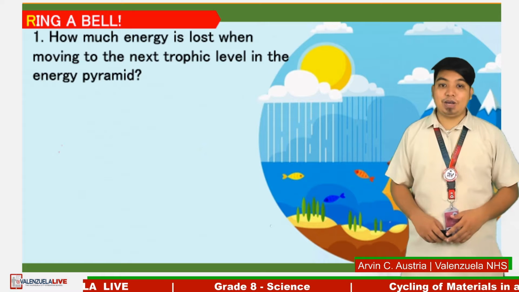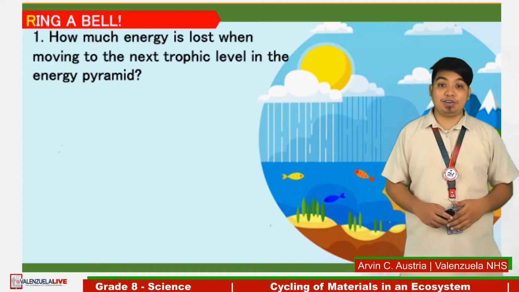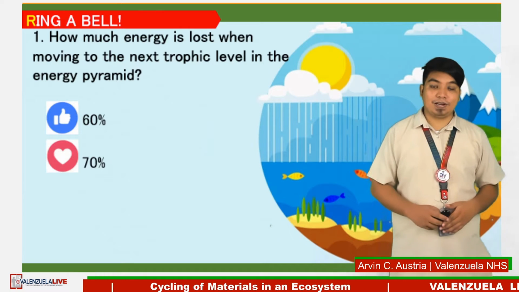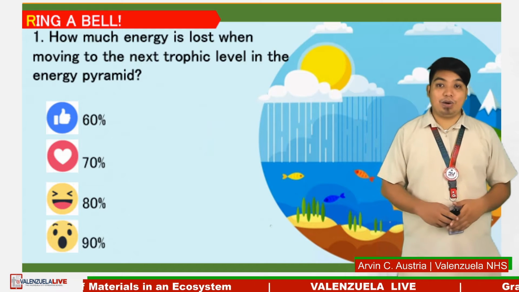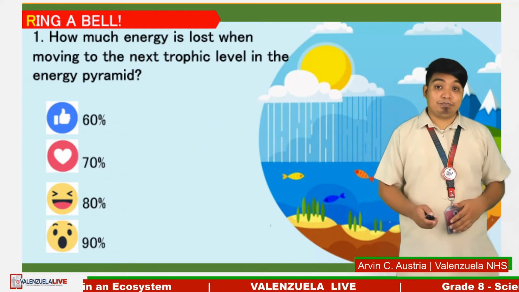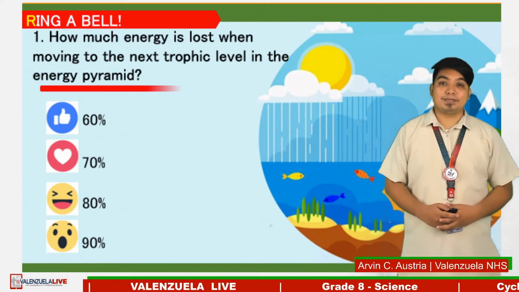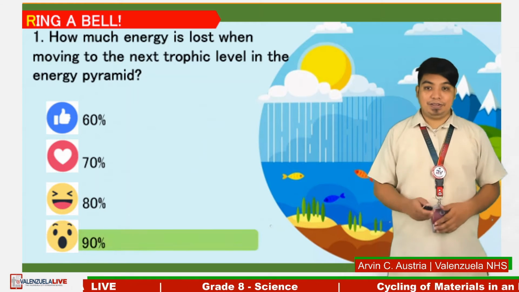Question number 1. How much energy is lost when moving to the next trophic level in the energy pyramid? Like 60%, heart 70%, haha 80%, and wow 90%. Time starts now. The correct answer is 90%.